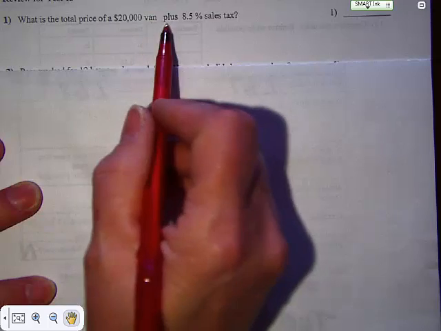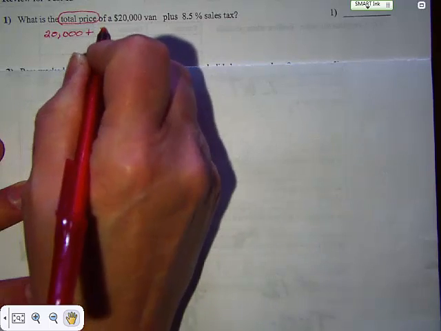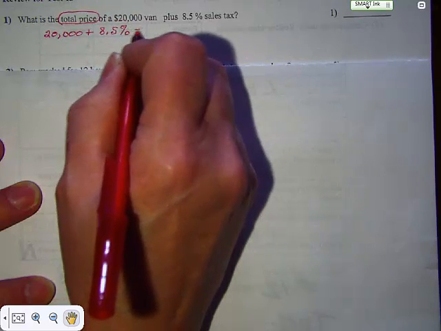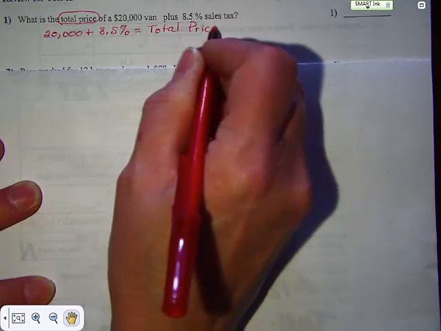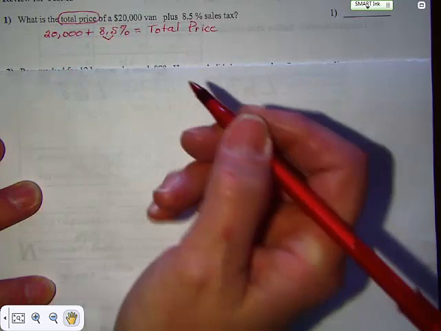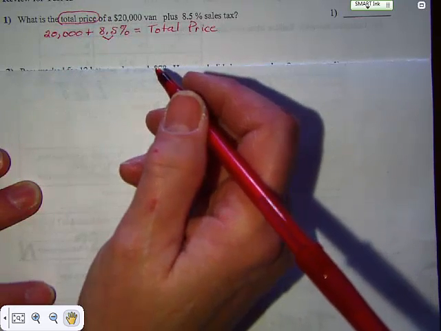Okay? So, total purchase price of a $20,000 van plus 8.5% sales tax. First of all, one of the things you have to pay attention to is they want the total price. Well, the total price includes the price of the van, which is that $20,000, plus 8.5% of that $20,000 added together will give you the total price of the van. So the method to do this is you need to turn that 8.5% into a decimal that you can actually multiply with.